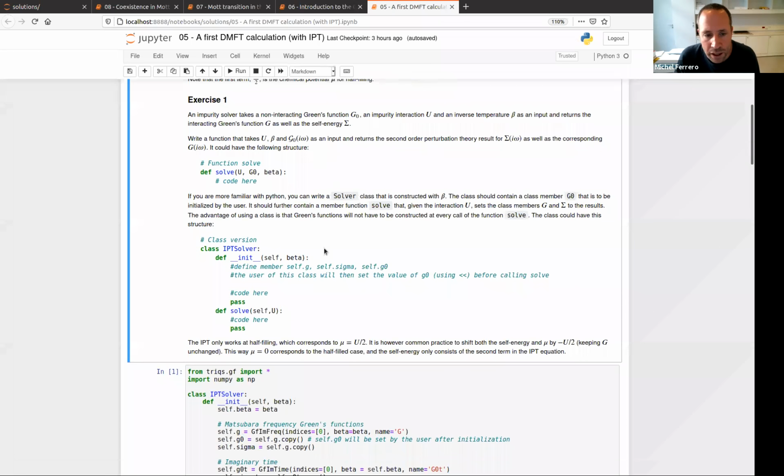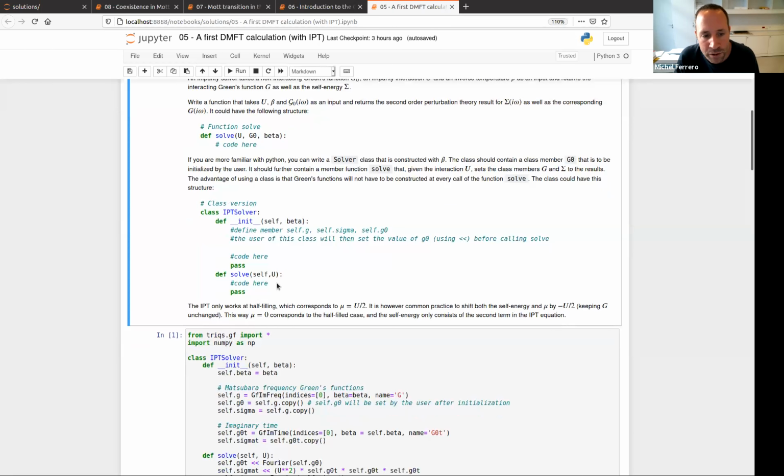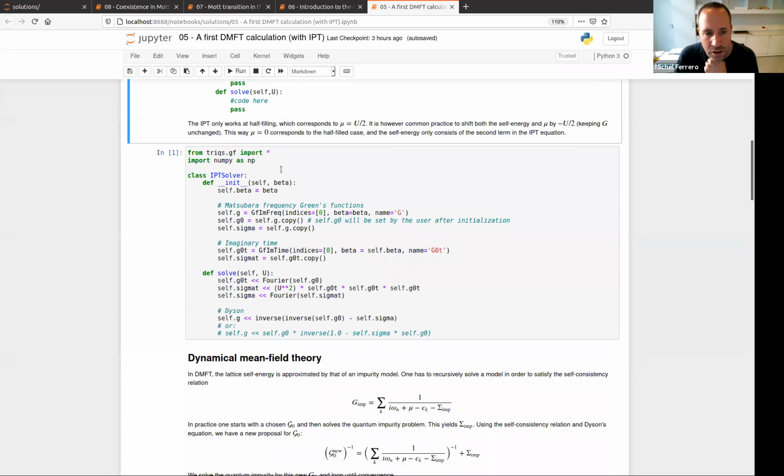You can be a bit more elegant if you want and wrap this into a class, say an IPT solver class, which you would initialize with the temperature. Then it would have a member G0 that you initialize after the solver has been instantiated, and then you call the solve method with the value of U, which then solves the problem. So this is how it's implemented here, and the different steps are quite trivial.